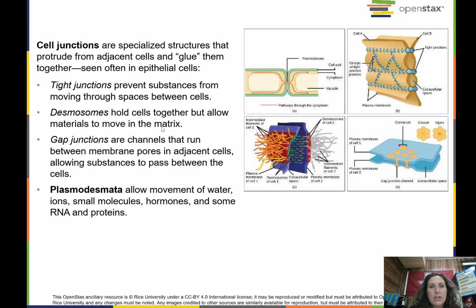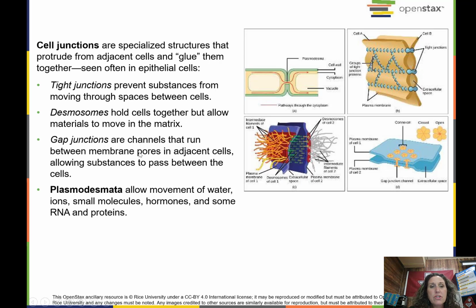Cells also have communication devices, so you will be asked to know these 4 different types of cell junctions or communication devices. A tight junction is basically where they're just knitted together like a quilt, and this prevents substances from moving through any spaces within the cell. So this kind of prevents anything from moving back and forth. Desmosomes are going to hold cells together but allow things to move in, so it's a little bit further apart.